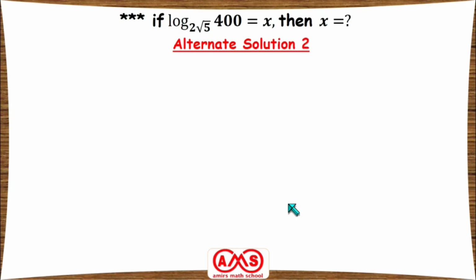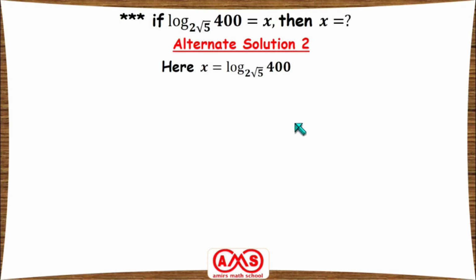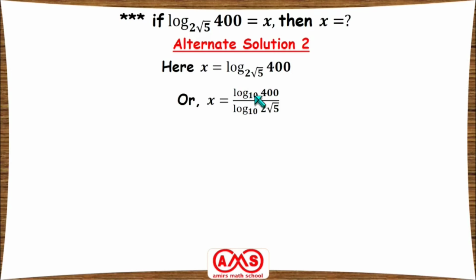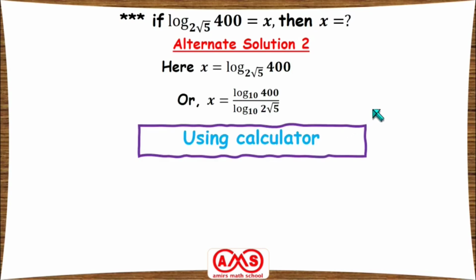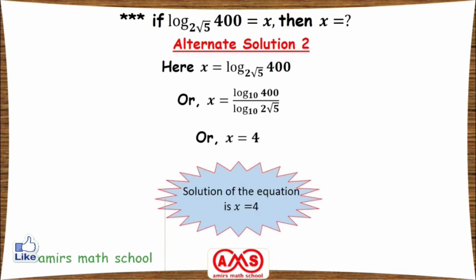In this case we just want to find the value of this term using the base change formula. Here x equal to log 2 root 5 base 400. Now we want to change the base of this logarithm to base 10. That is, apply the base change formula. We can write x equal to log 400 base 10 divided by log 2 square root of 5 base 10. That is, this 400 here and this old base here, and 10 is the new base. Now using a calculator we can easily find the value of x, that is, x equal to 4. So this is our solution of this equation, that is, x equal to 4.